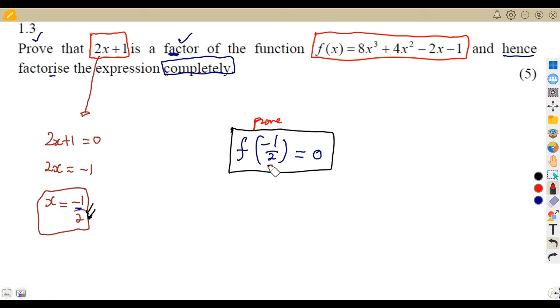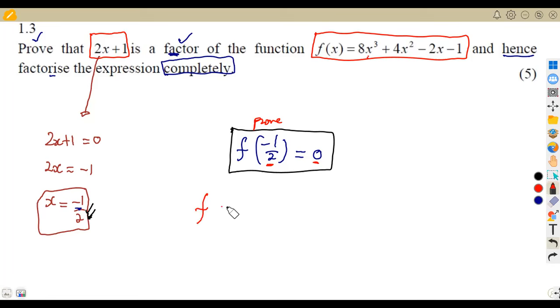So if you can prove that f of minus half is equal to 0, then it's a factor. Therefore, 2x plus 1 is a factor. So let us prove that. It means where there is x, we're going to substitute what? We're going to substitute minus a half.